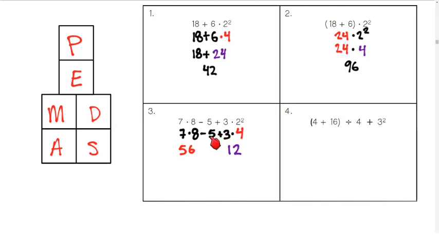So the minus 5 and the plus sign, I bring that down, and I get 56 minus 5 plus 12. When I combine all of that together, I get a grand total of 63.